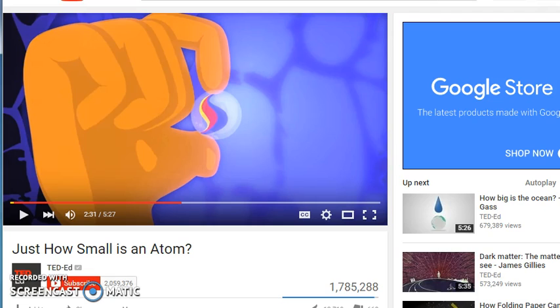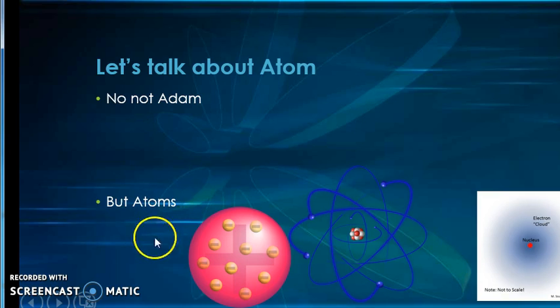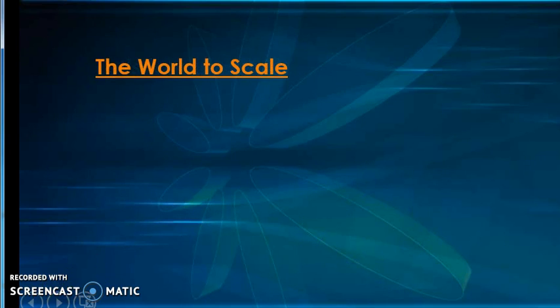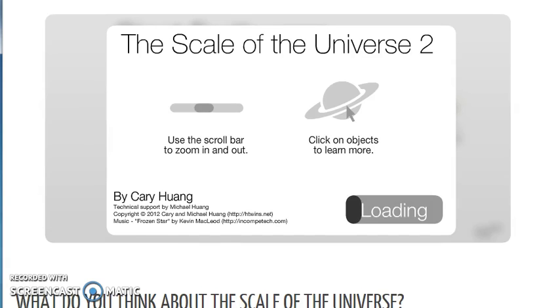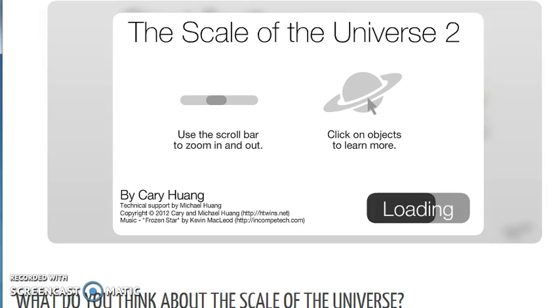Alright, so we get it. Atoms are tiny, and the nucleus is even tinier. So that's still really hard for me to grasp. So let's look at it this way. Let's look at the world to scale. So it's like the scale of our universe here. Let's let it load here. But what this is going to do is show you how tiny an atom is compared to more everyday things, like to us. Well, it's still loading.